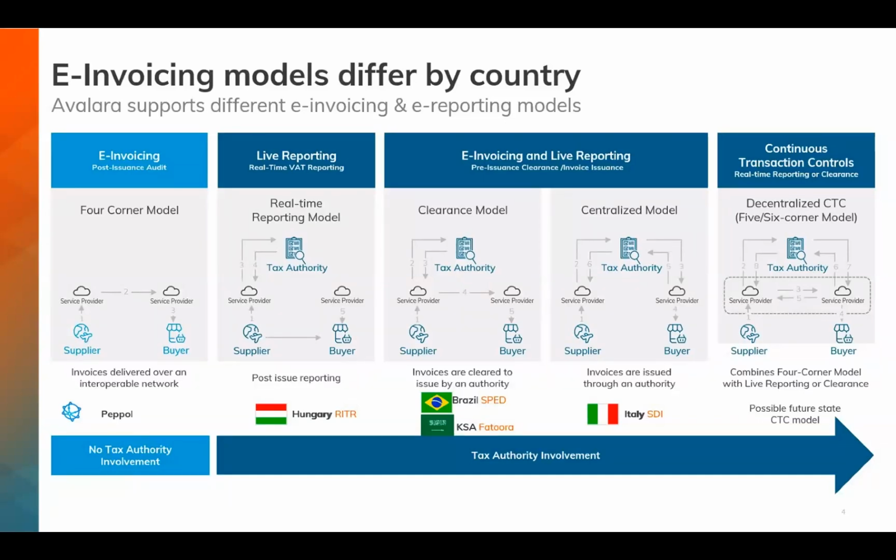Next is the continuous transaction control model. This is a combination of the four-corner model with live reporting or clearance. In this model, the supplier exchanges documents with the buyer and tax authority at a time. Clearance and issuance to the buyer can happen in parallel.